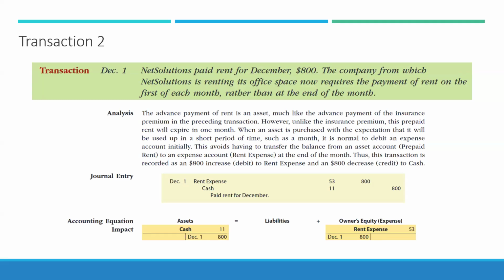Transaction 2, Net Solutions paid rent for December of $800. So that's going to be a debit to rent expense for 800, and then a credit to cash for 800 because it's reducing the cash. On the accounting equation, this reduces our assets and it reduces our owner's equity because it's an expense.